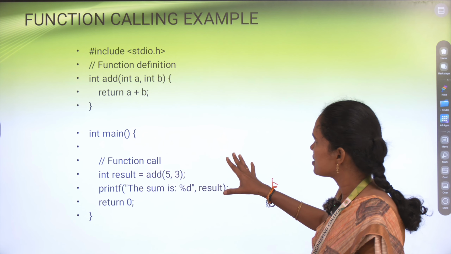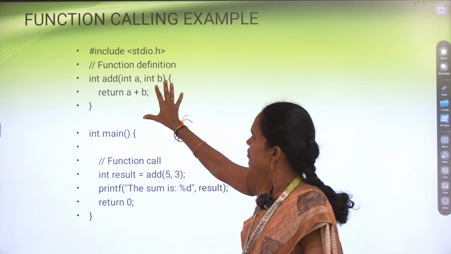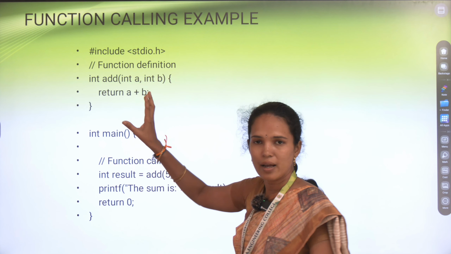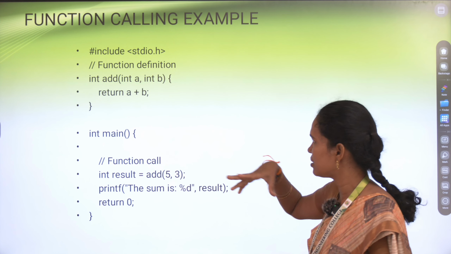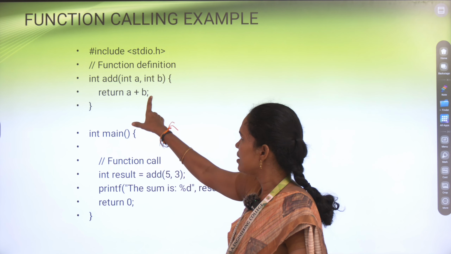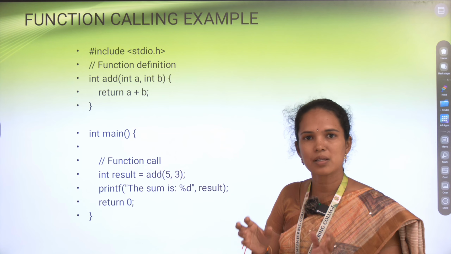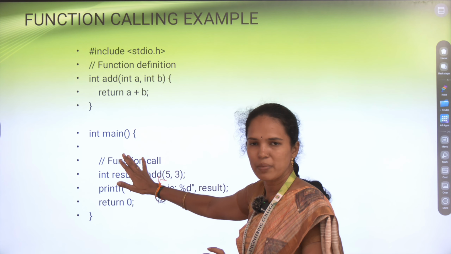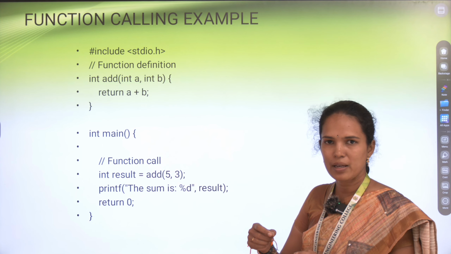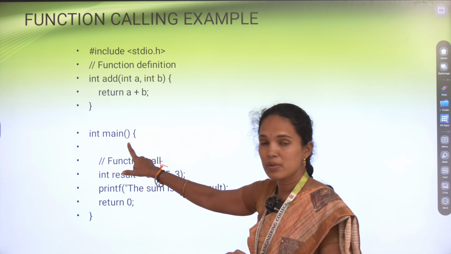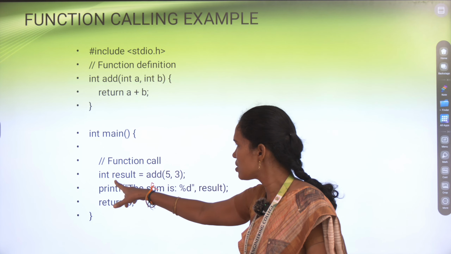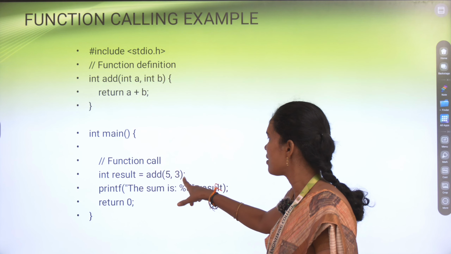See, this is an example. I am writing a function definition here: int add, int a comma b. I am doing addition of two numbers, and return a plus b. I want to add two numbers and return the sum. Fine. So this is my main method. Whenever we compile the program, the compiler will first go to the main function. In the main function, what I am doing is int result equal to add of 5 comma.